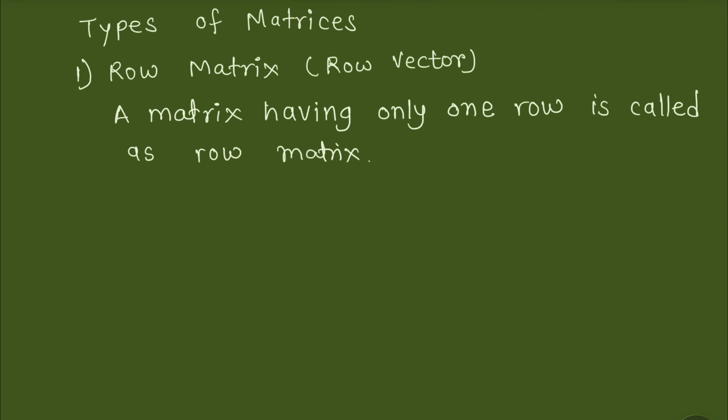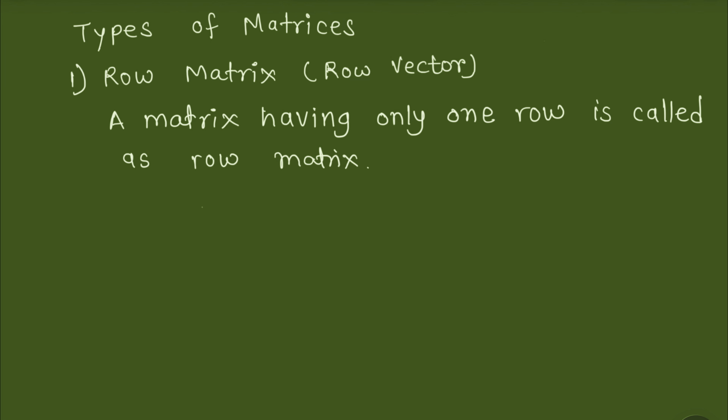Hello everyone, in this video we are going to learn about types of matrices. Let's start with row matrix, also called a row vector. A matrix having only one row is called a row matrix.